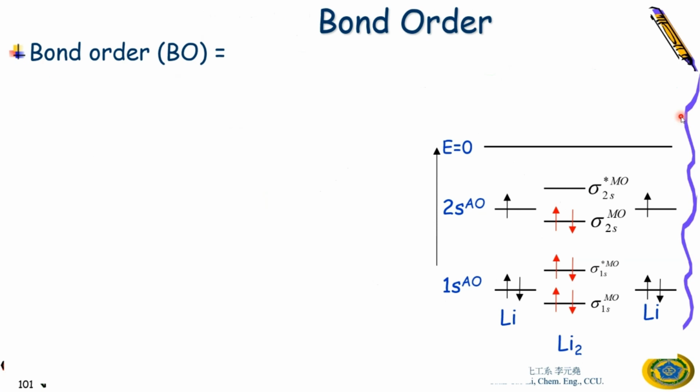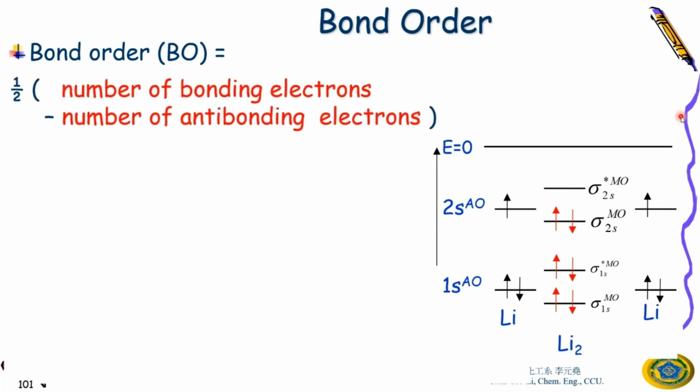Right. So the next topic we are going to talk about is bond order. Ladies and gentlemen, this is important. Please remember this: bond order. We use BO for short. What is bond order? Bond order is the number of bonding electrons minus the number of anti-bonding electrons, and then you divide it by 2.